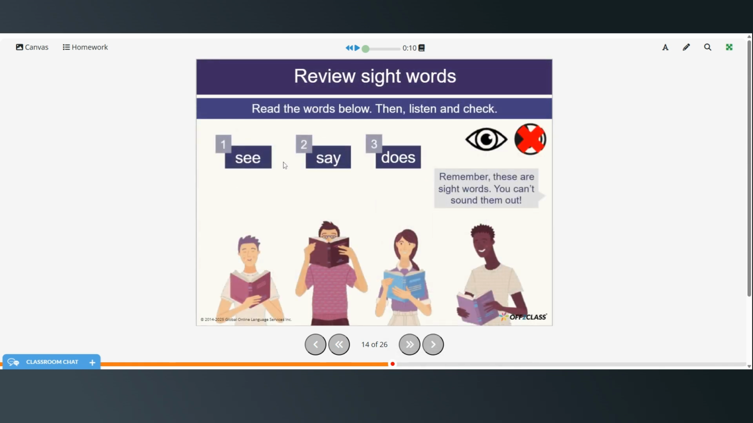All right, now we'll review these sight words. So listen and repeat. See, say, does.